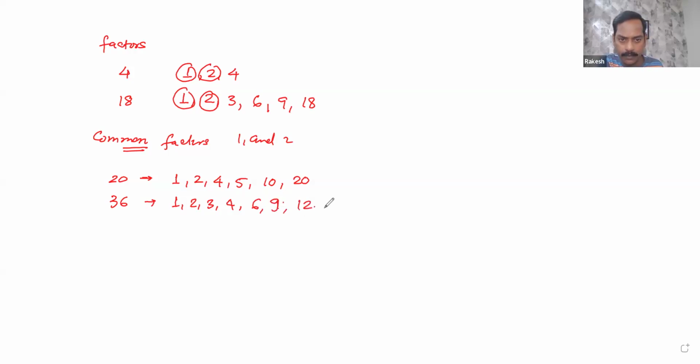Then next would be 12. Then I think 18. And immediately the next number would be 36. Let us count it: 1, 2, 3, 4, 5, 6, 7, 8, 9. Right? So there are 9 factors of 36.